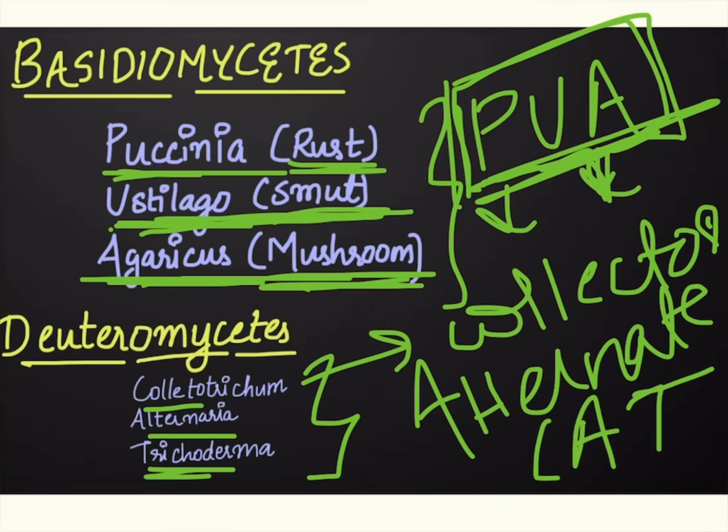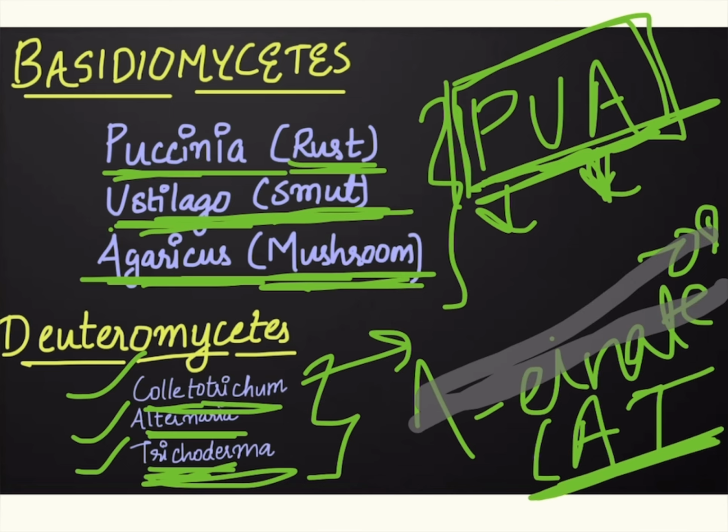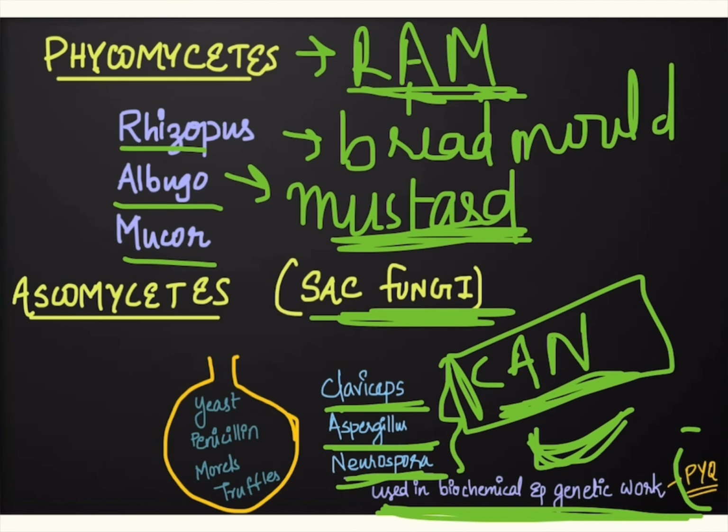So the trick is CAT. Colletotrichum, Alternaria, Trichoderma. For every district, an alternate collector is present. Collector for Colletotrichum and Alternaria, alternate. Okay, then Trichoderma. So these are the tricks. For Phycomycetes, we already know that RAM is the trick.